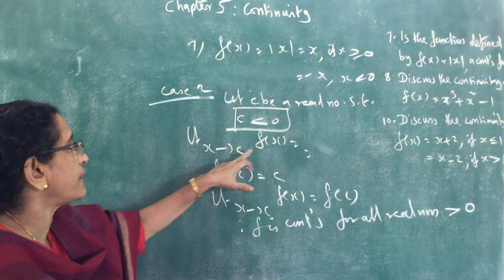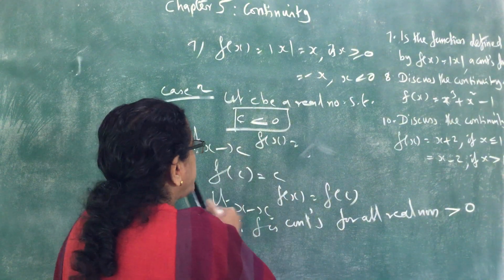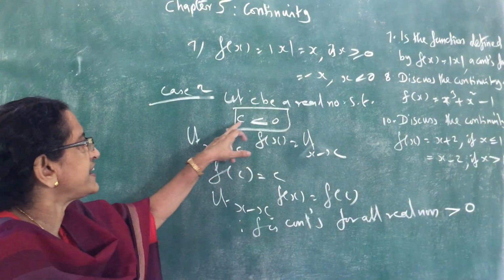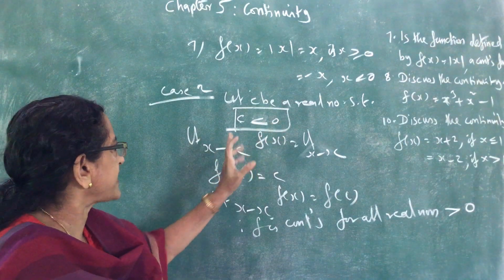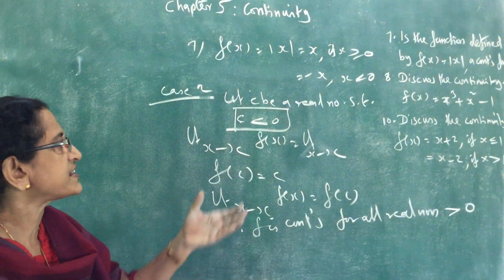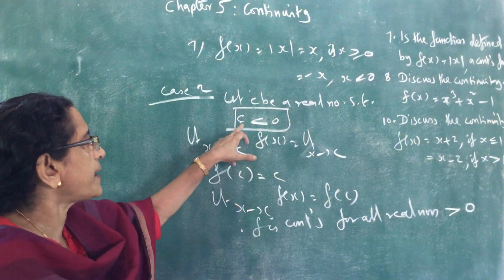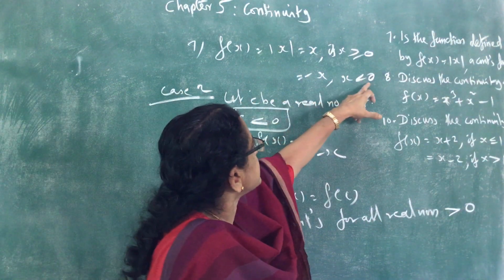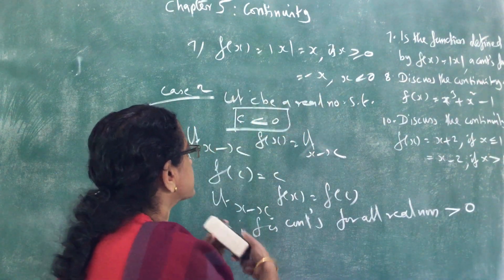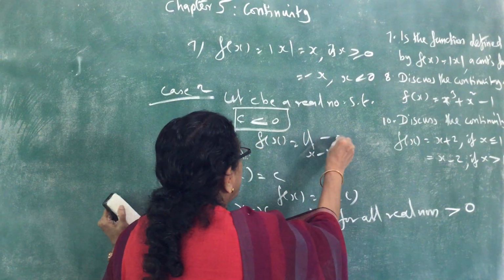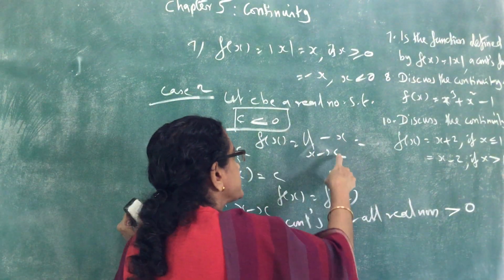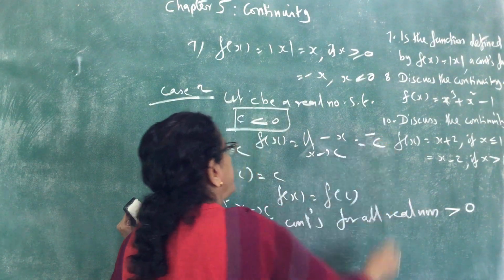Limit x tends to c, f of x equals what? What is f of x when c is less than 0? When x tends to c, x is very near to c, and c is a number less than 0. So for x less than 0, the function is f of x equals minus x. So in the place of f of x, we write minus x. To find the limit, we substitute c in the place of x, so we get minus c.